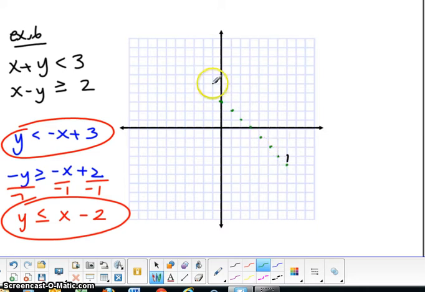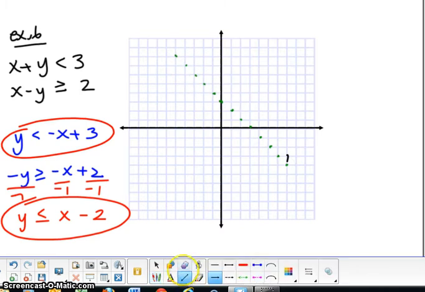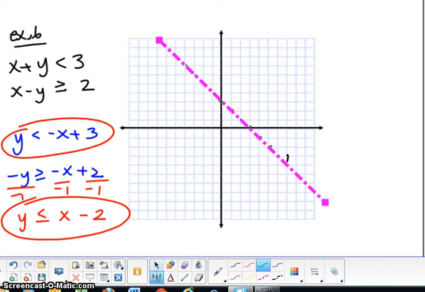I don't know why that little tick mark shows up all the time, but if you could just ignore it, that would be great. This is going to be a dotted line because of the less than symbol. And then negative 2 would be here, and then up 1 over 1 would go on like this, and it looks like it's going to be a solid line as well.